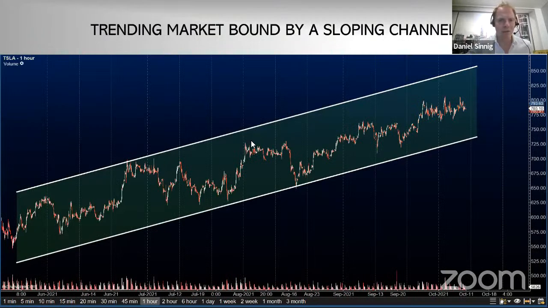Here's an example of such a trending market. We see Tesla on the 1 hour chart. We can clearly see the sloping channel to the upside, which bounds price action to the upside, but also to the downside. We can also see that we are making higher lows along the way and higher highs. And again, the stronger the slope, the stronger the trend.